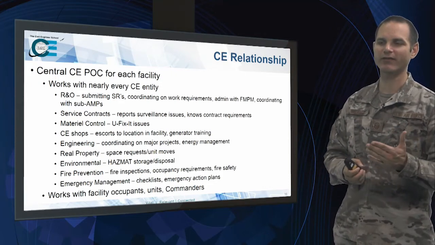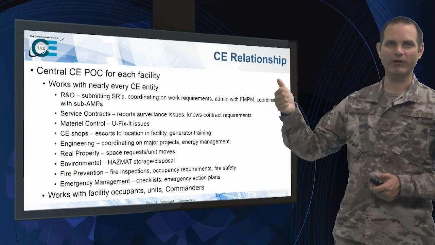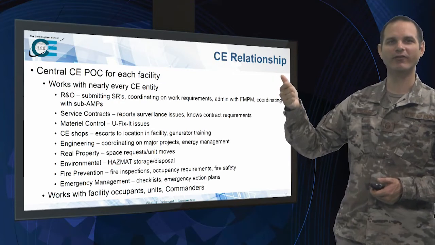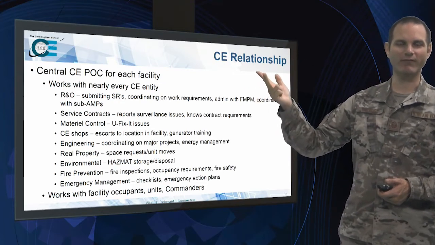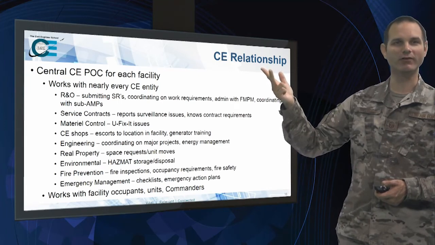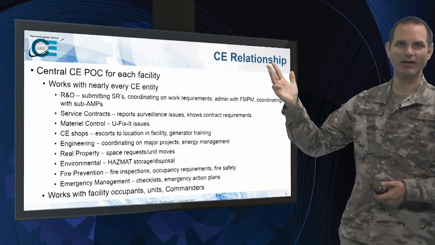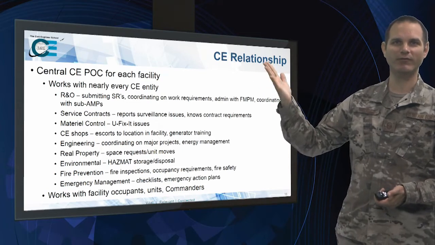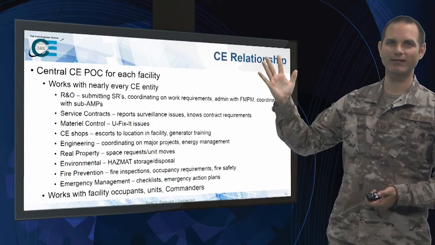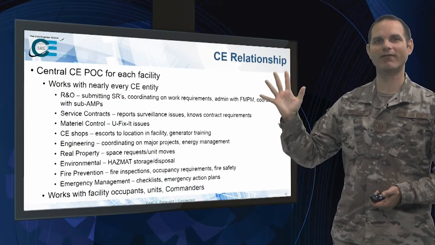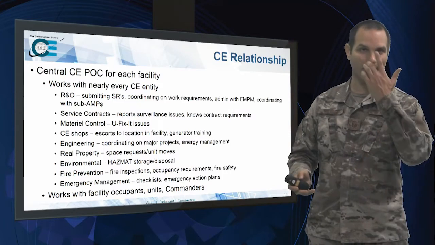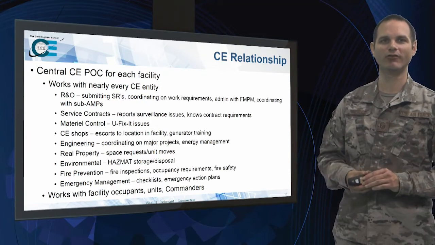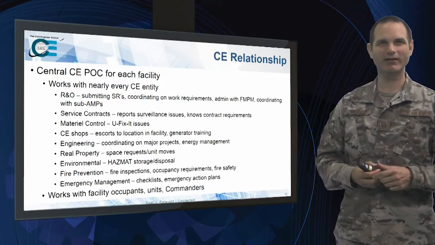They're going to work with nearly every CE entity, right? So R&O is in the operations flight, service contracts is in the operations flight, material controls in the operations flight, our CE shops are in the operations flight. But then you've got engineering and real property, and environmental, which are in the installation management flight. We have fire prevention, which is in the fire prevention flight, I apologize. And then emergency management, which is in the emergency management flight. So out of the 6 flights that are in a normal CE unit, facility managers are going to deal with at least 5 of those on a pretty regular basis. The exception might be the EUD flight, and even then, right, they might have to deal with an EUD during contingencies or during exercises. So they might be dealing with every single flight within CE.